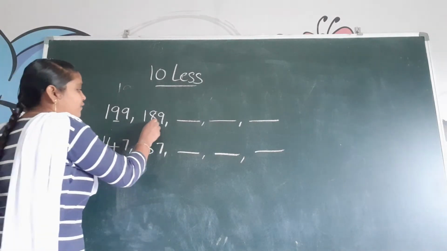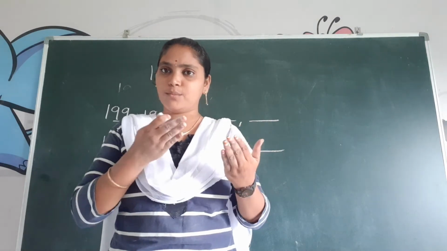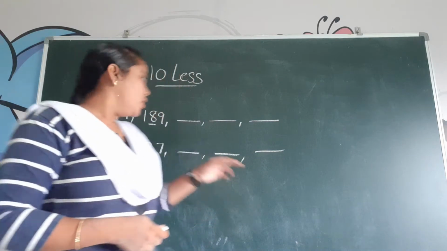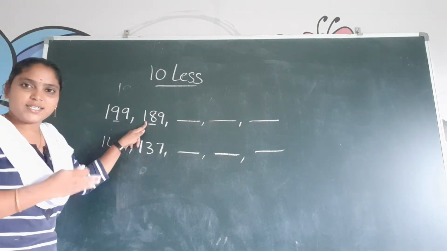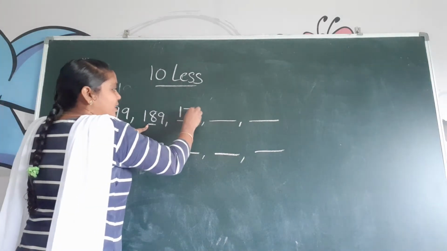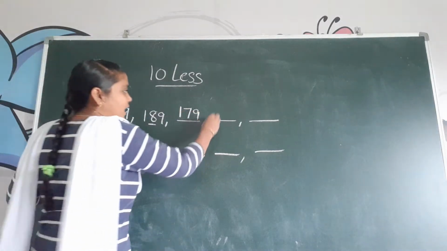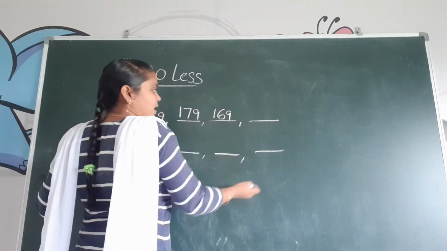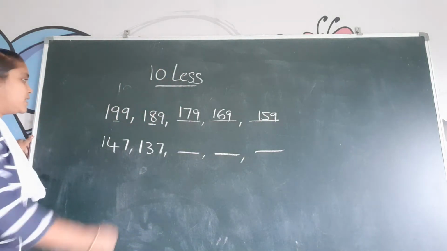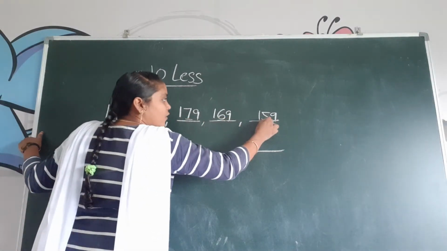199 and 189. So first we wrote 10 more, children. 10 more means you have to add 10, so 10 less means you have to subtract 10. Now which number comes? 179. 10 less, children. And then 169, 159. Check the tens places: 9, 8, 7, 6, 5.